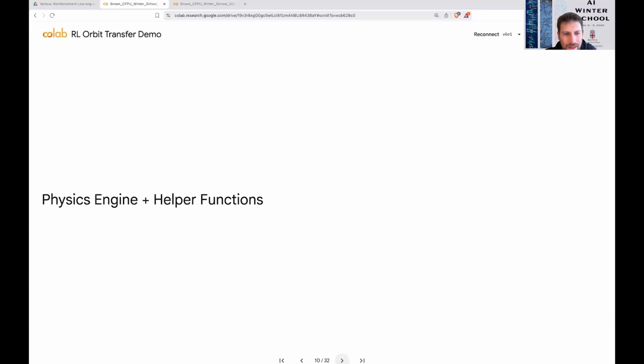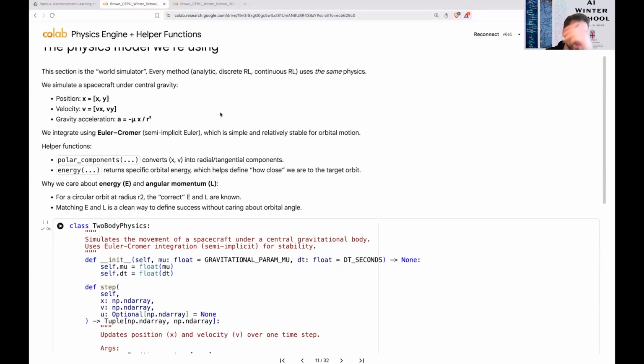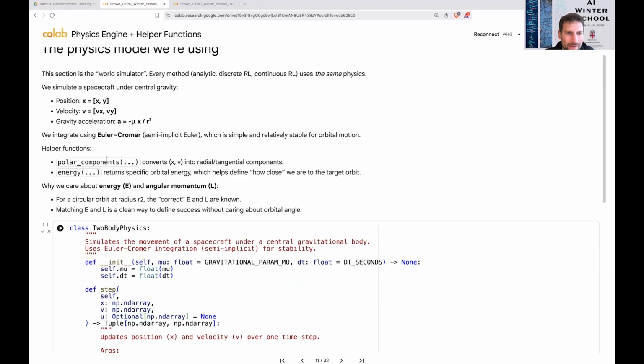So now let's go on. Now we've defined those configs for both a discrete case and a continuous case. Now let's go in and look at the physics engine. So here, the physics model we're using: we have position and velocity, obviously, in the 2D plane. And there's some acceleration due to gravity.